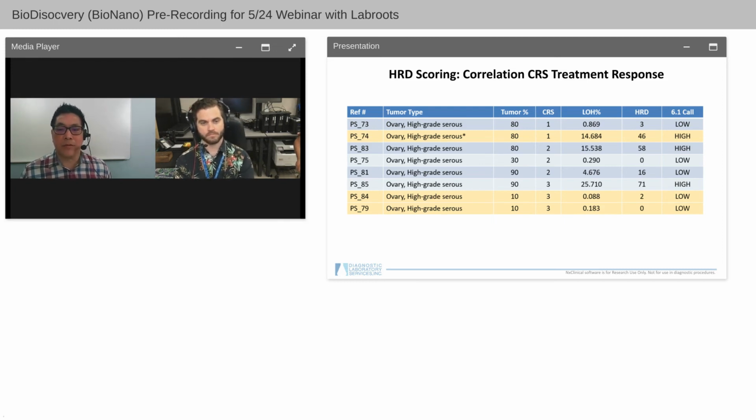Going back to the CRS3 scores where we had an HRD score that was low, this was very important and instructive for us to see because this showed that tumor percentage was a significant component to HRD scoring, and that when we had a lot of tumor to assess, we had very good HRD concordance. When tumor percentage dropped, that HRD concordance also dropped.